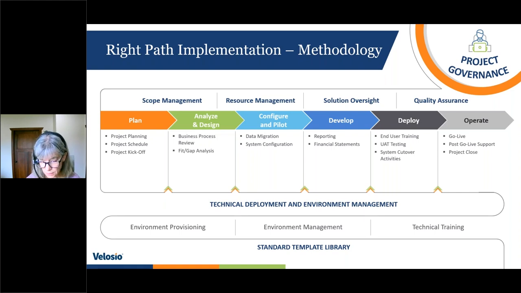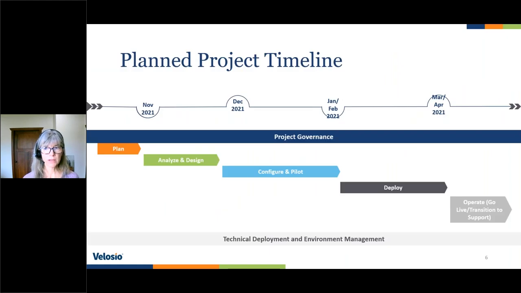So that's our methodology, and this next screen just gives you a visual of what it would look like. So if you had a kickoff meeting at the end of November, analyze and design would be November to December, December to January would be configure pilot, January, February-ish would be that deploy phase, and then we'd have an end of March or April go live. So that's really how we stage it.